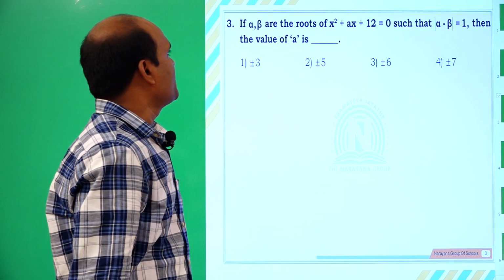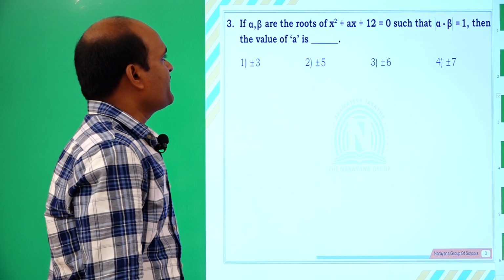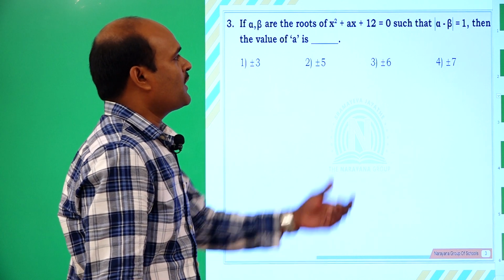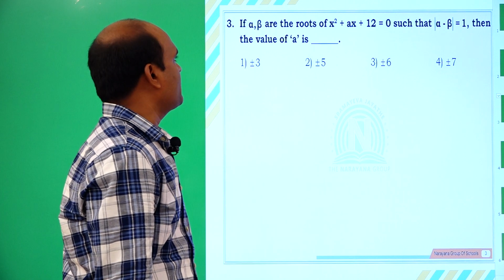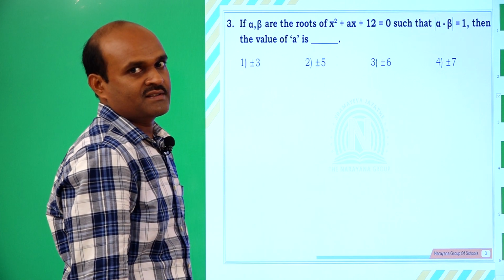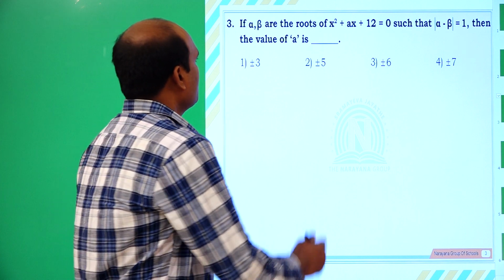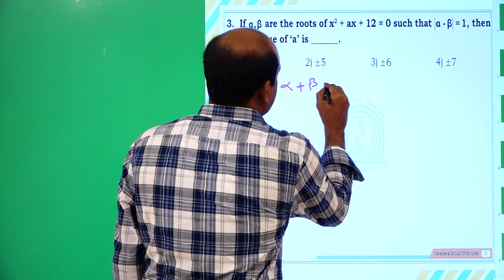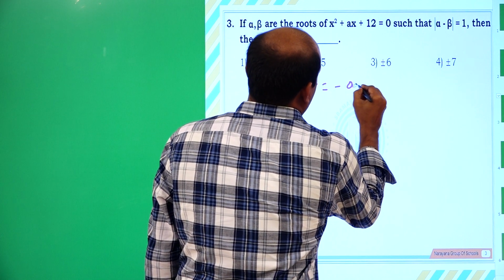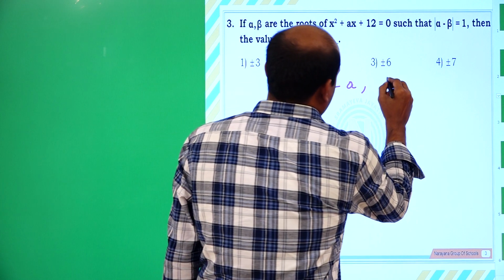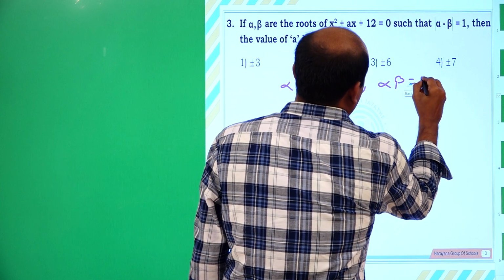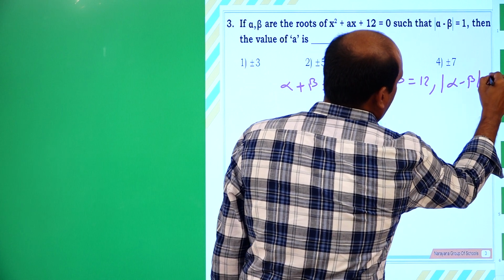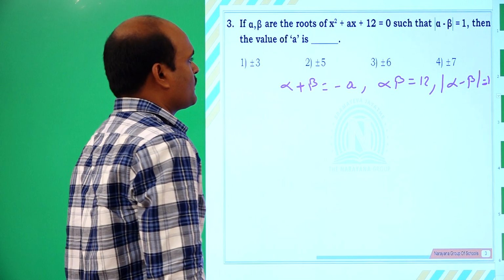Coming to the third one, if alpha comma beta are the roots of x square plus ax plus 12 equal to 0, such that modulus of alpha minus beta is equal to 1, then the value of a is. So here alpha and beta are the roots, means alpha plus beta is equal to minus b by a, that is minus a, and alpha beta, product of the roots, is equal to 12, given modulus of alpha minus beta is equal to 1.